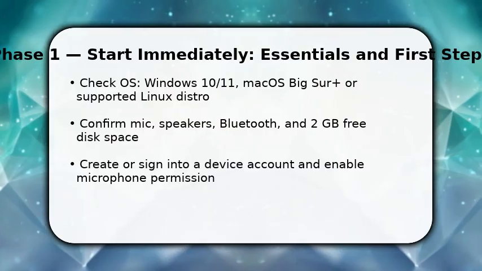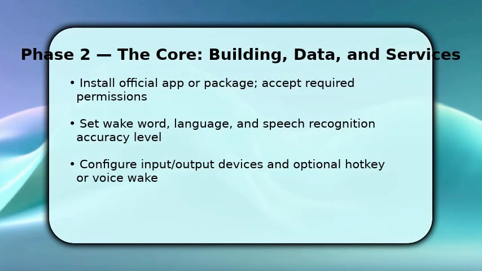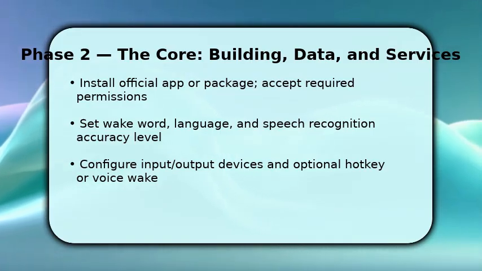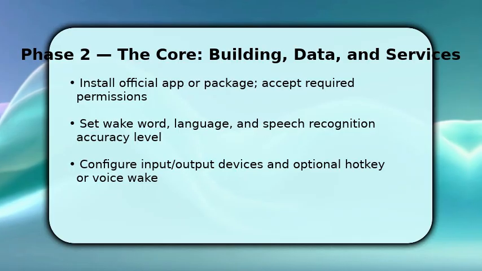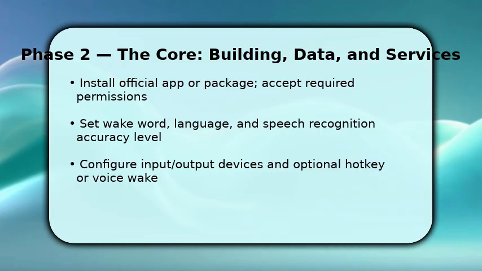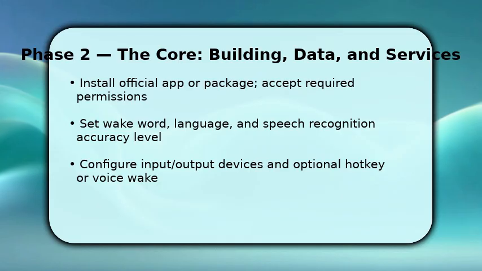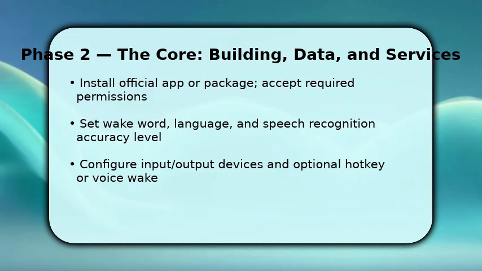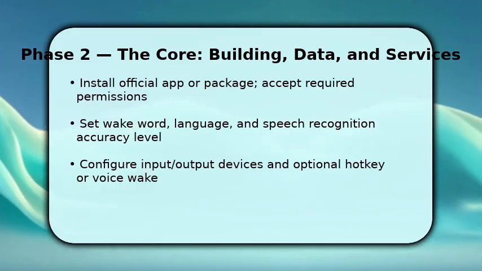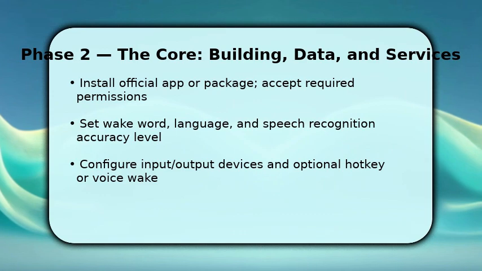You now install and configure the assistant. First, run the installer or enable the built-in feature. Agree to microphone, location, and background access. Once installed, choose your language and a wake word because that affects recognition accuracy. Then, select the primary microphone and speaker and calibrate volume and sensitivity to reduce false triggers. Also set a hotkey as a backup. Finally, link any accounts or services you want the assistant to access so it can perform actions.